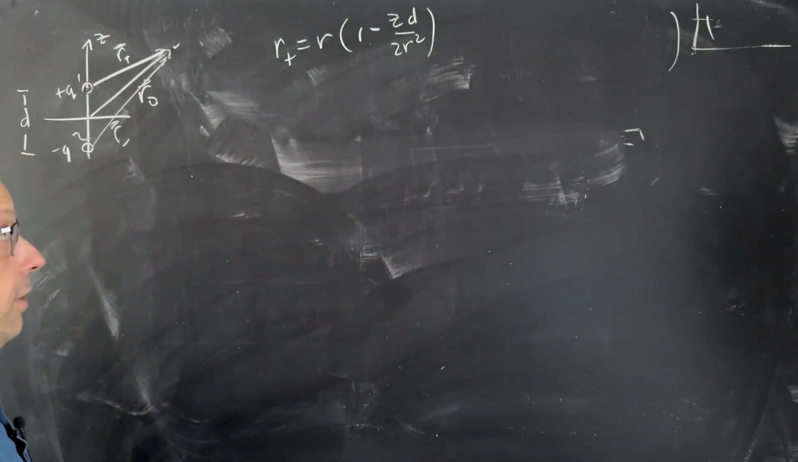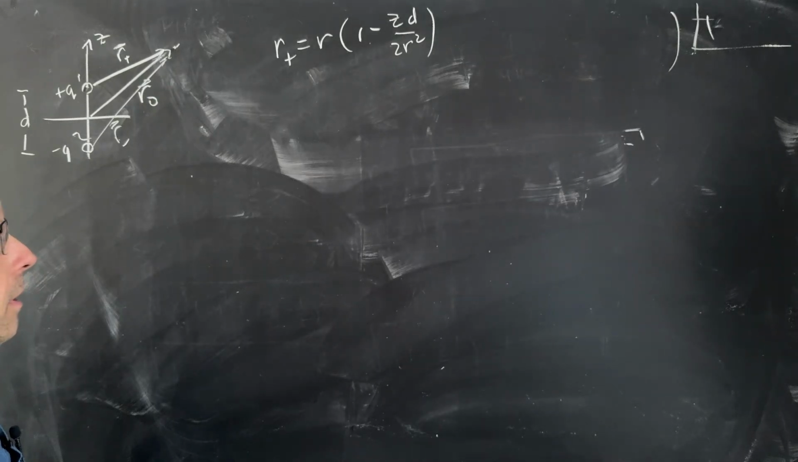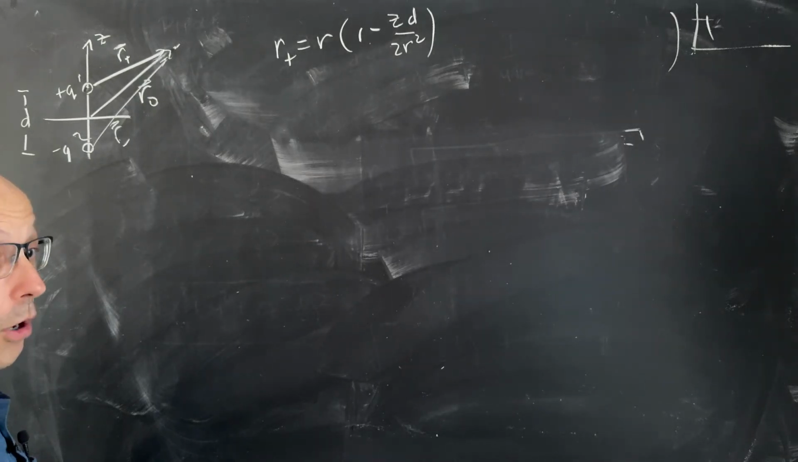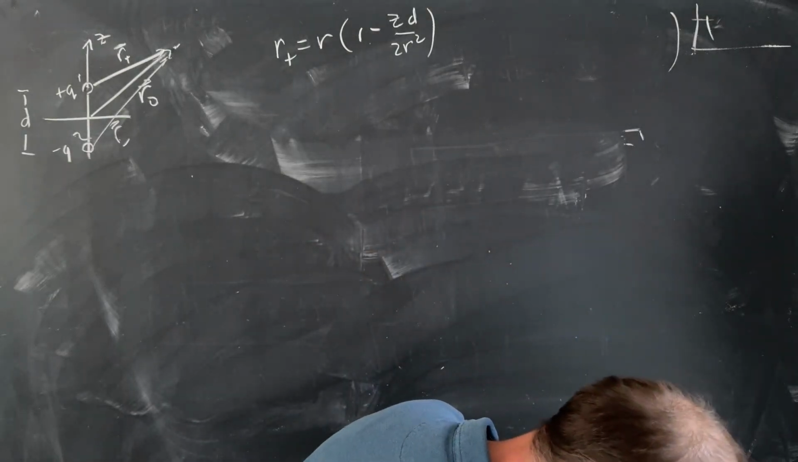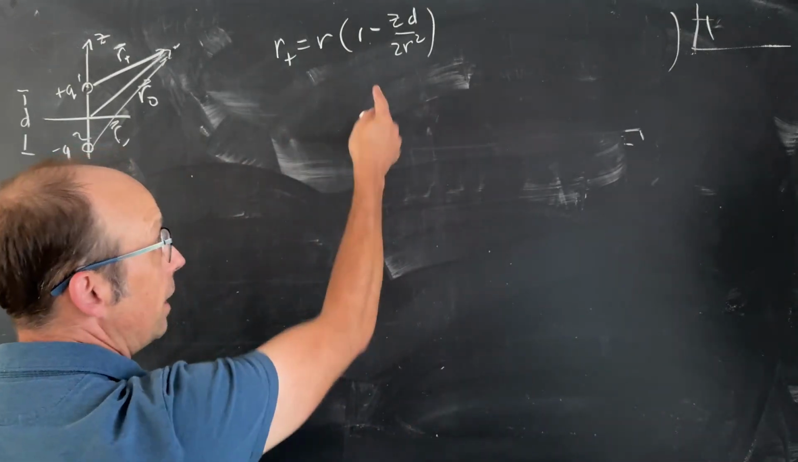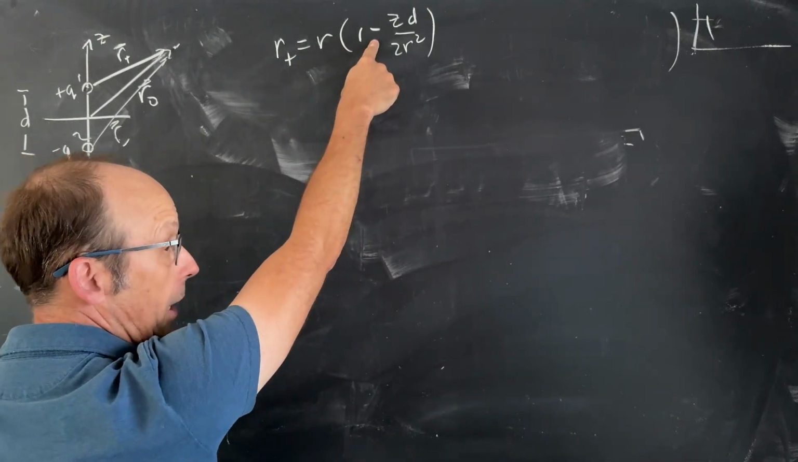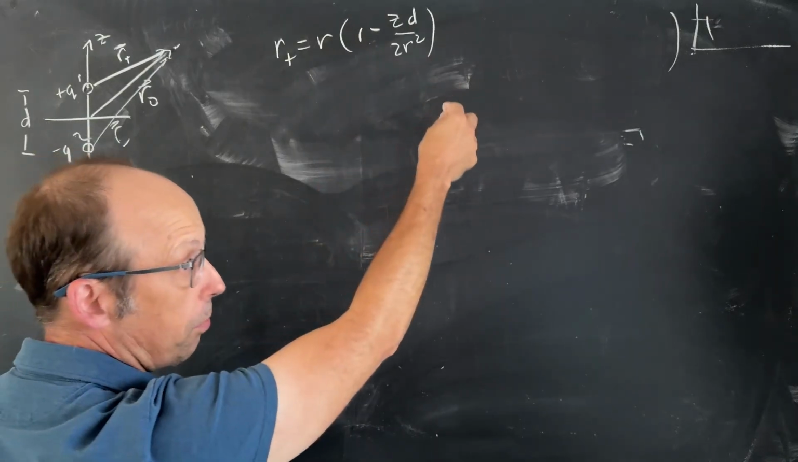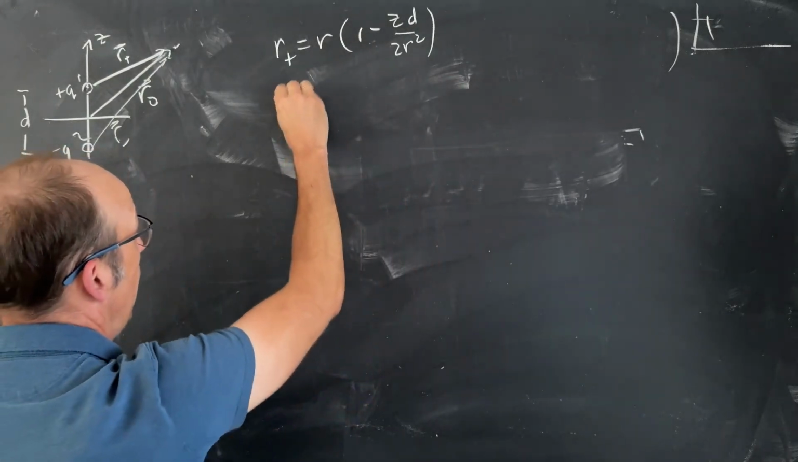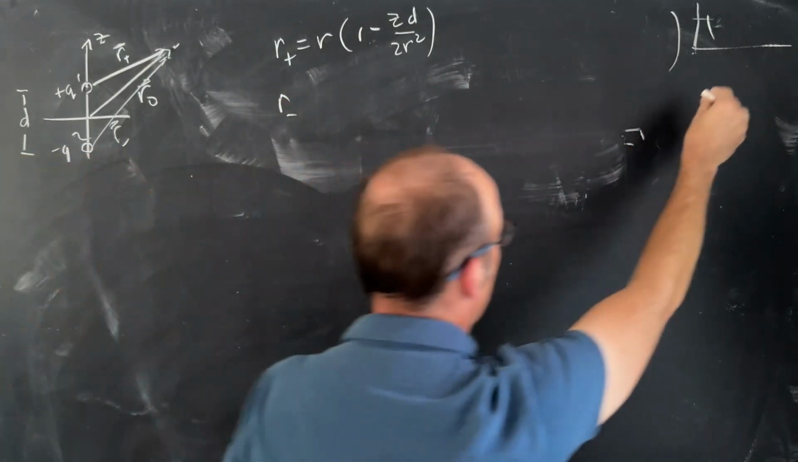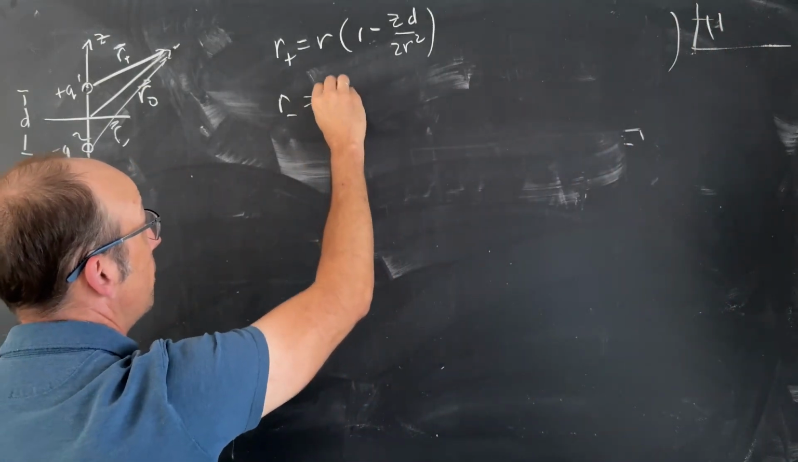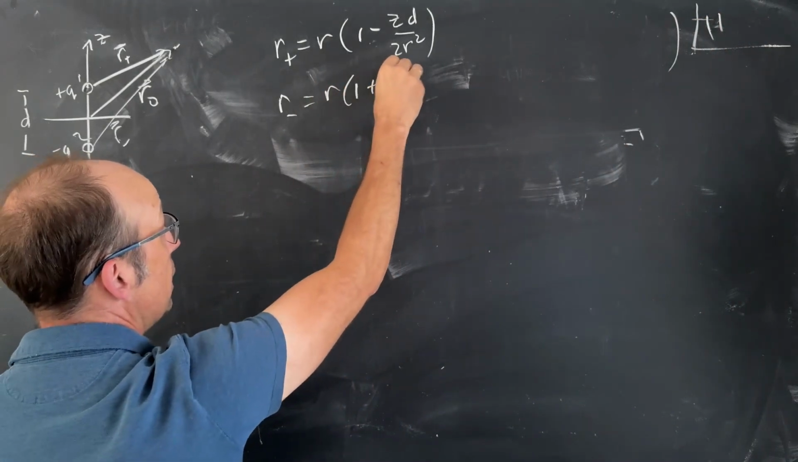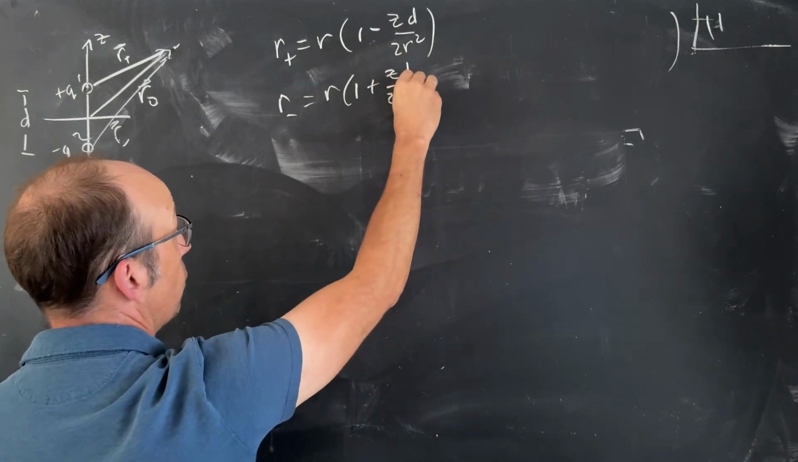So now I have r plus is going to be r times 1 minus zd over 2r squared. That's where I'm at right now. Now, if I do the same thing with r minus, it's the same thing, except I'm going to have a plus there instead of a minus, right? Because if I redid the whole problem, you could get that. I'll count that as another trick. It's a shortcut, but it's a trick. So r minus is going to be r times 1 plus zd over 2r squared.